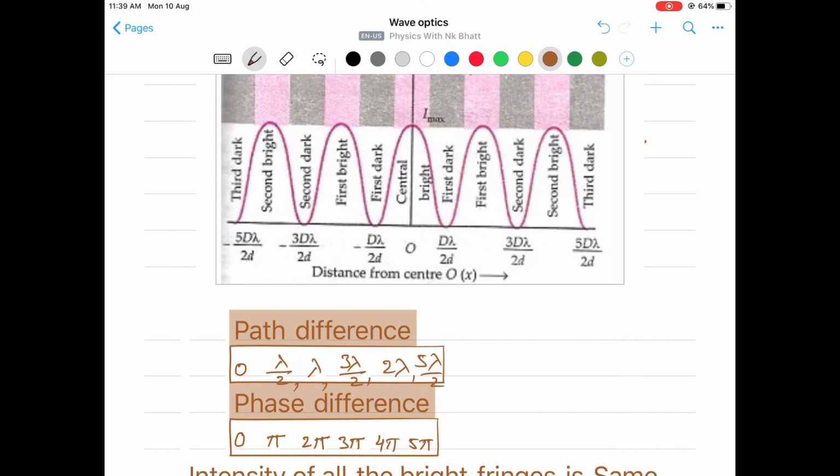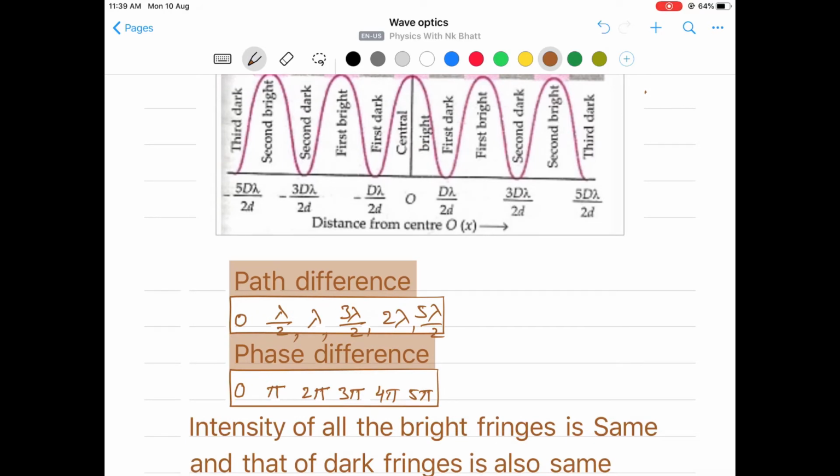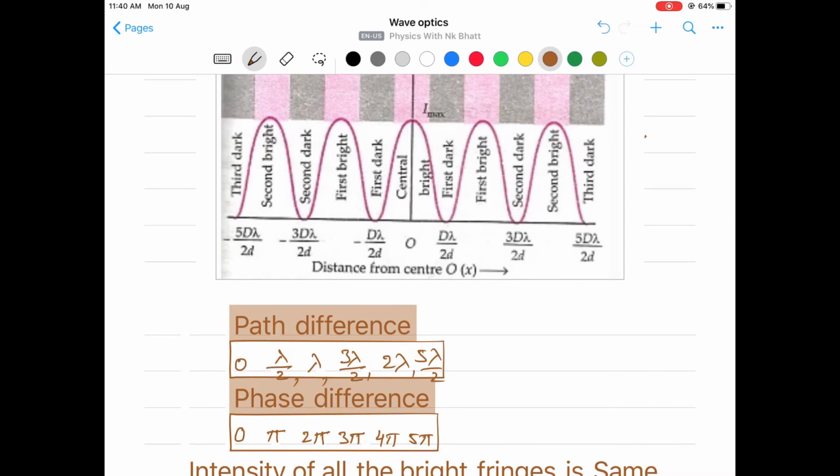If you place the path difference, then it will start from 0, lambda by 2, lambda, then 3 lambda by 2, 2 lambda and 5 lambda by 2. If you talk about phase difference, then you will have on the x-axis 0, pi, 2 pi, 3 pi, 4 pi, 5 pi and so on, and these would be the positions of bright, dark, bright, dark, bright, dark and so on. So one thing is very clear, the intensity of all the fringes is the same here, that is represented by this graph also.